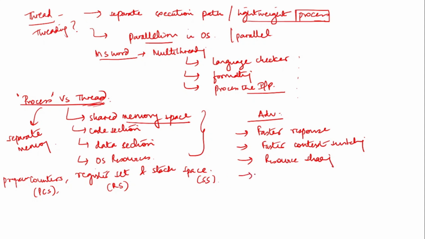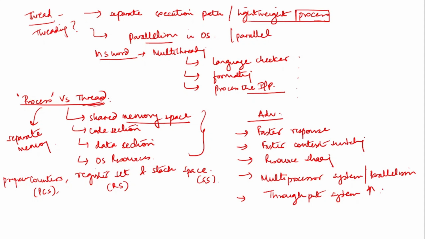You are able to implement the concept of a multi-processor system quite efficiently. So multi-processor systems or parallelism is very easily achieved in the case of threads. And obviously, if all these things are there, throughput will be increased. So the throughput of the system is increased that way. All these are the advantages of using threads.